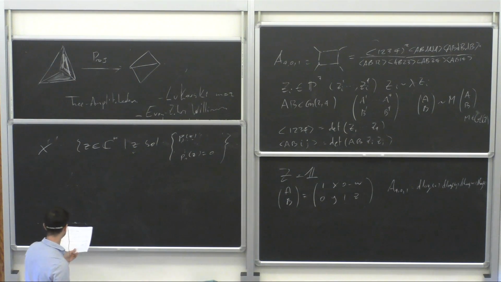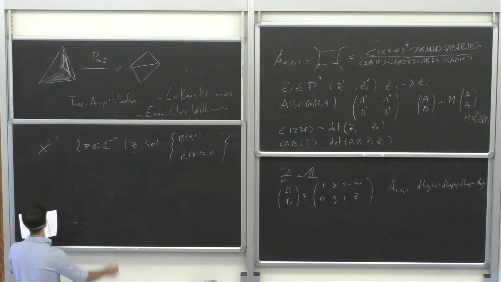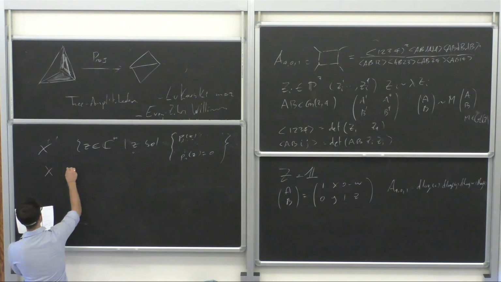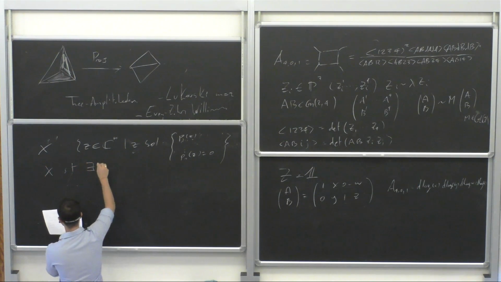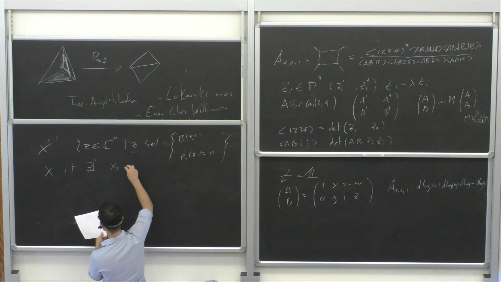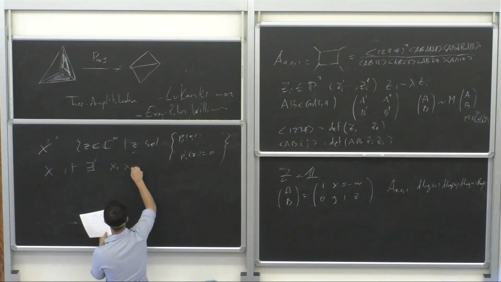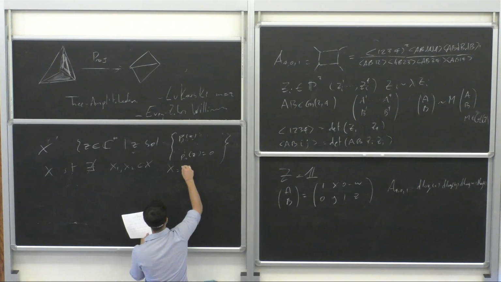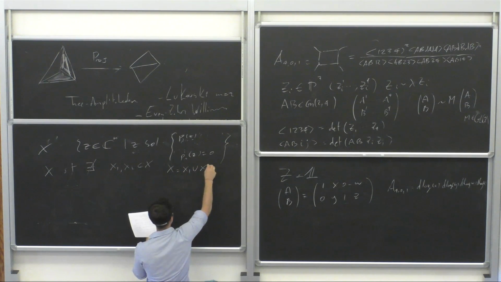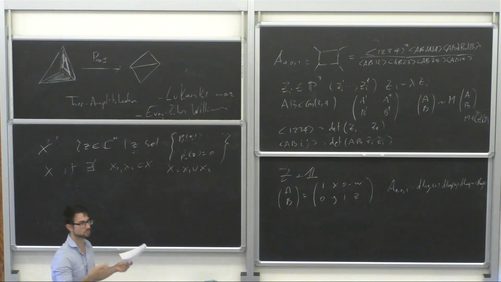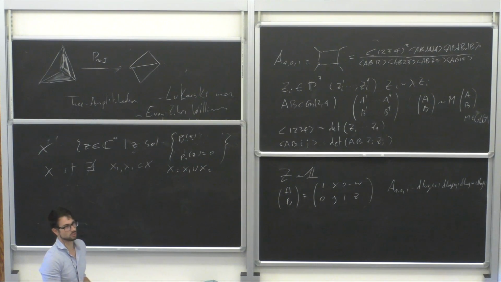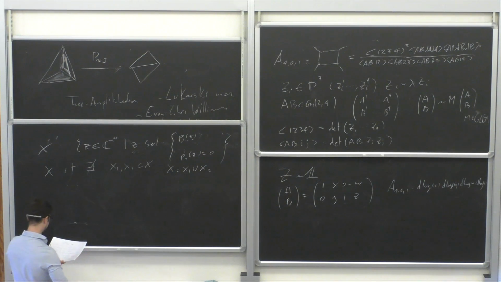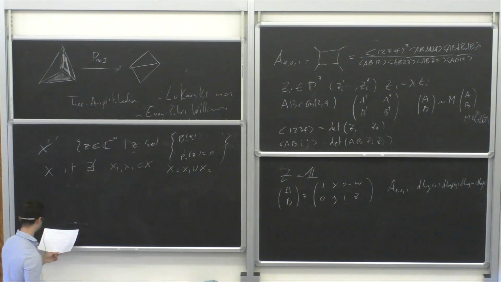Okay, so we have a variety. An irreducible variety is an X such that there do not exist two subvarieties X1 and X2 contained in X such that X is equal to the union of X1 and X2. And this is the avatar of what happens with polynomials. An irreducible polynomial is a polynomial that cannot be written as a product of two polynomials. Okay?